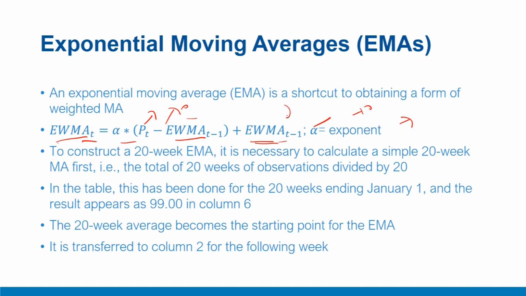However, if alpha is very large, let's say tending to 1, then EWMA T minus 1 is cancelled and it becomes PT itself. So this will be cancelled because alpha is 1, and EWMA becomes PT itself. So all the weight is given to the latest price. This is a trade-off: how much information or weight you want to offer to the previous observation vis-a-vis the latest observation or latest information. Let's try to understand this concept with the help of a simple example now.